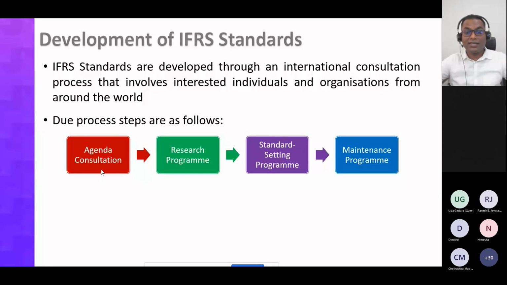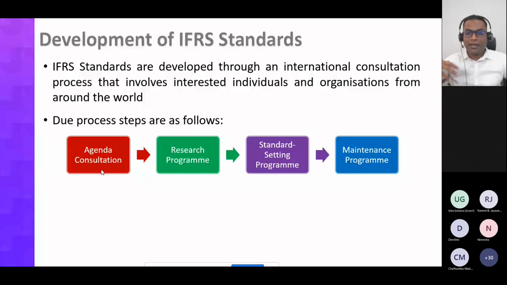You publish that as an exposure draft. First of all, you publish that as an exposure draft, and thereafter the IASB and the other bodies relating to IASB get the global consultation. Even from CA Sri Lanka, they get their views, right, and put up the final standard. Okay, so that is the third stage, and the fourth stage is the maintenance program.